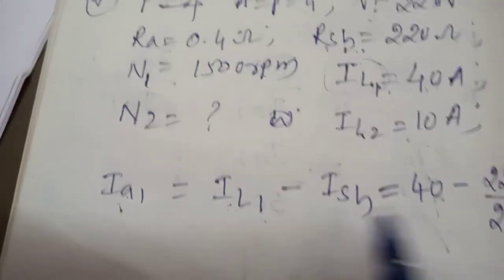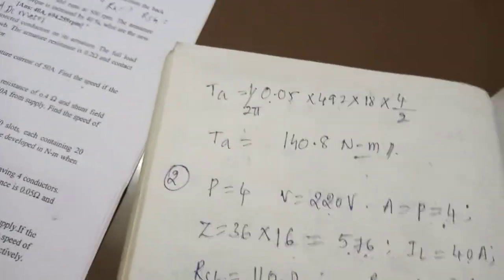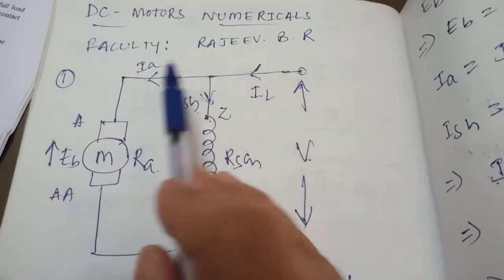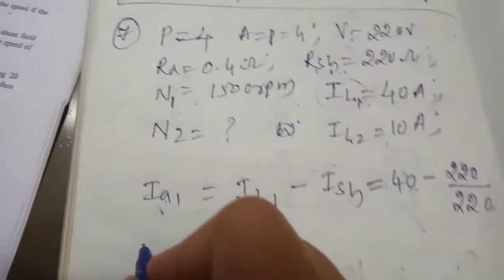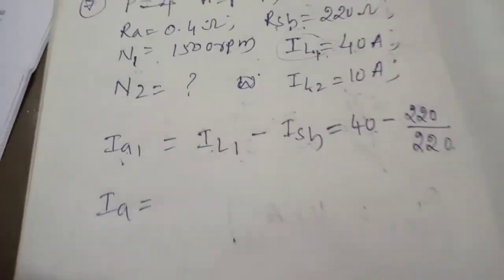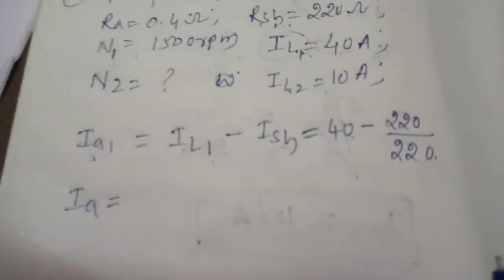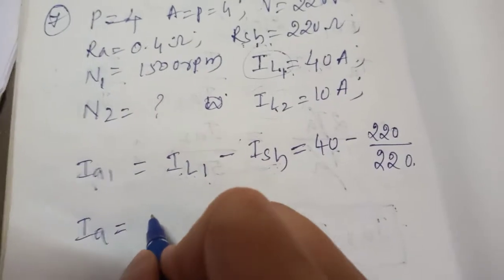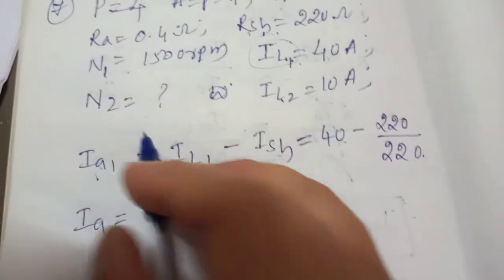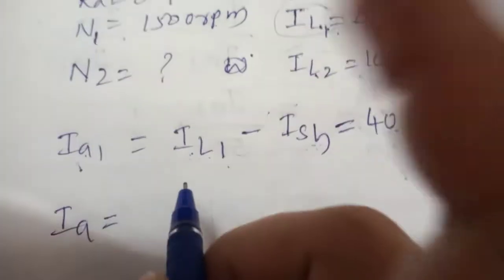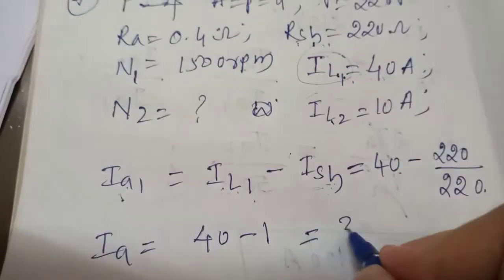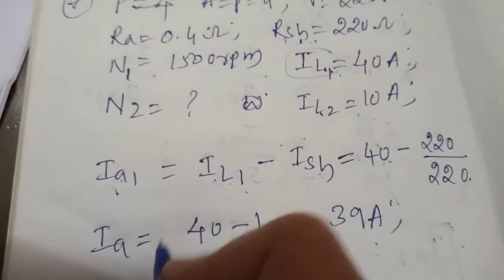IA1 is equal to IL1 minus ISH, because the figure is like this. See here, IL must be equal to ISH plus IA, so IA is equal to IL minus ISH. That is what I have written here. I am explaining both: what if they have given a separately excited motor, and what if they have given a shunt motor. Now they have given a shunt motor, so this step is needed. 40 minus 1, so it will be 39 amps for IA1.